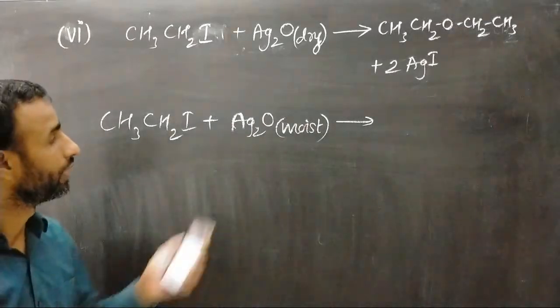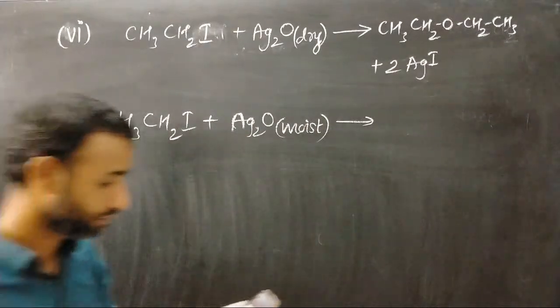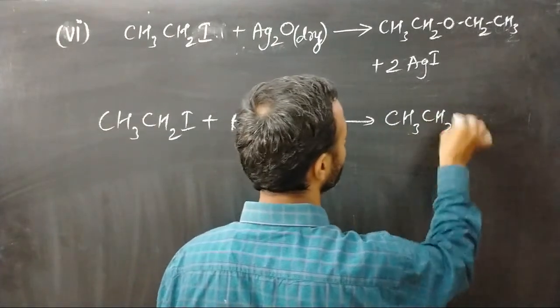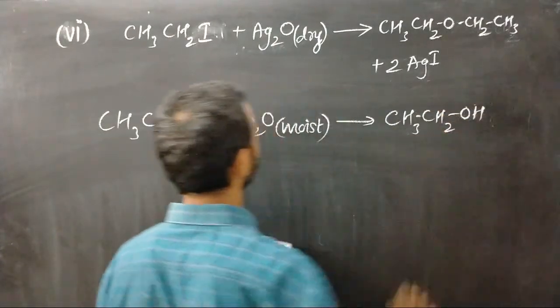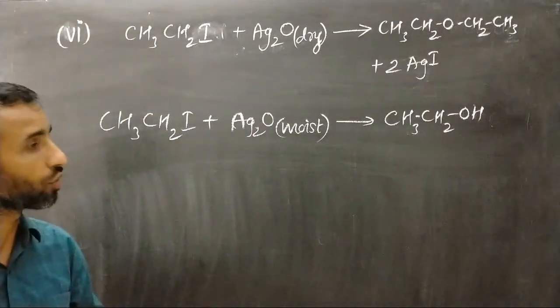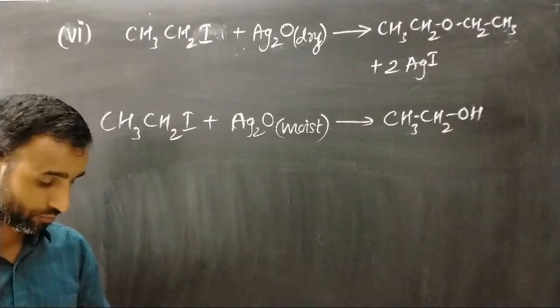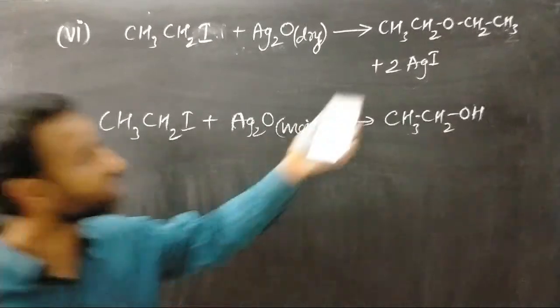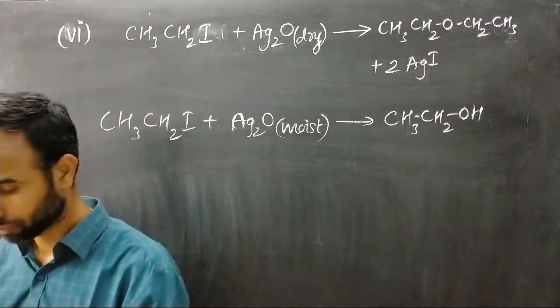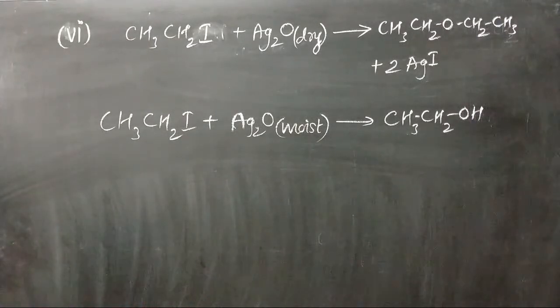Okay, and keep in mind, in case of moist silver oxide we get alcohol as the major product along with AgI. Very good. It is diethyl ether or ethoxyethane. Very good.